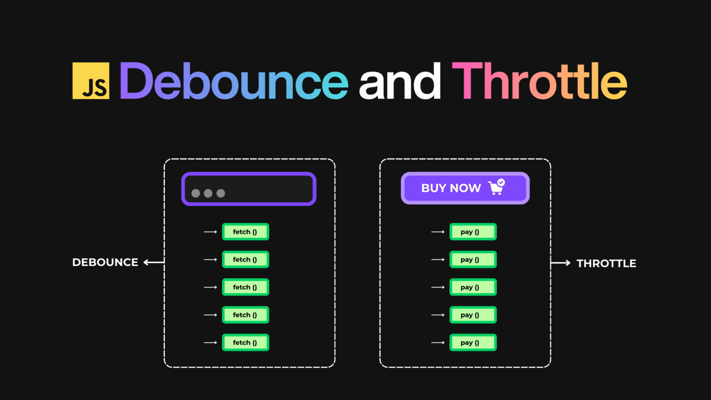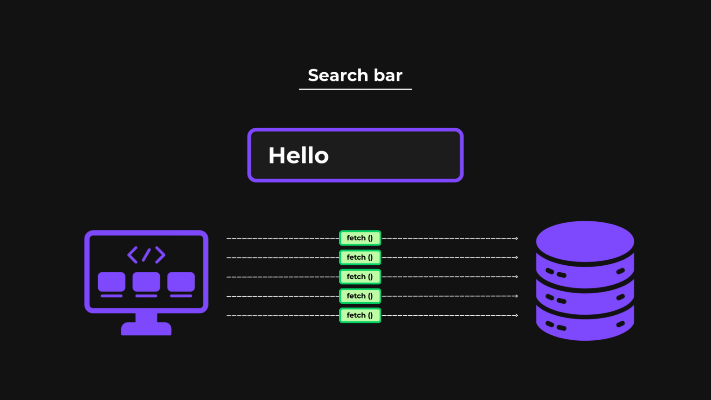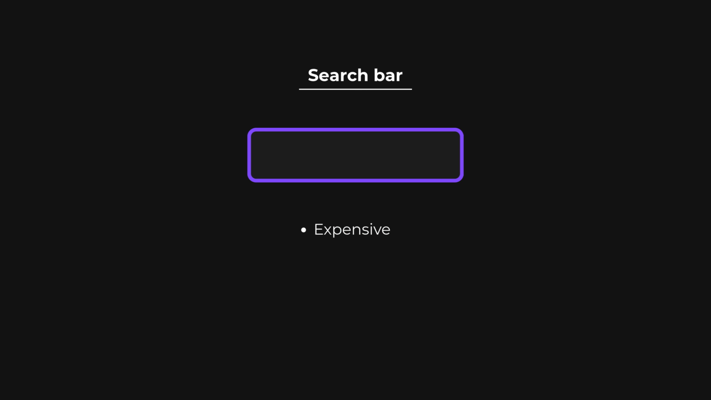Let's start with a simple scenario. Suppose you're building a search bar and you make an API call every time the user types. You type H, E, L, L, and O. So for just one word, you made 5 API calls. That's expensive, slow, and it overloads your backend.